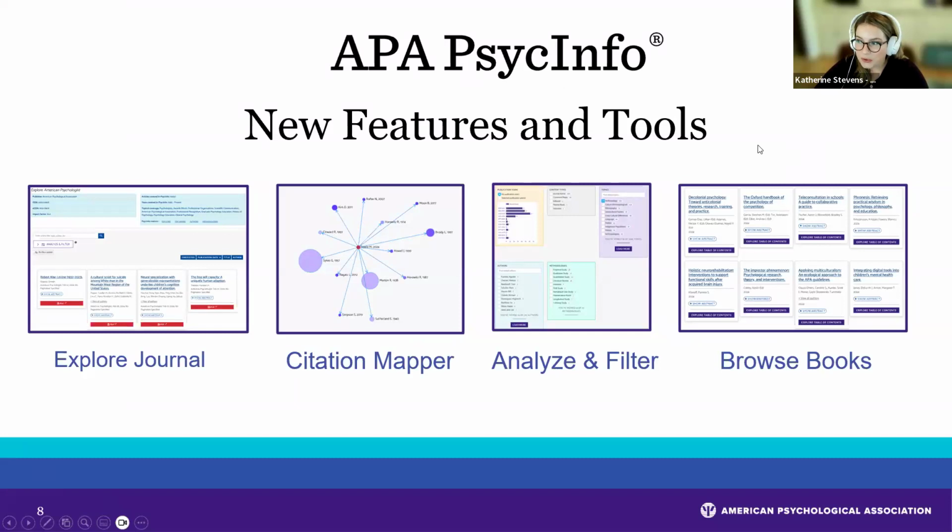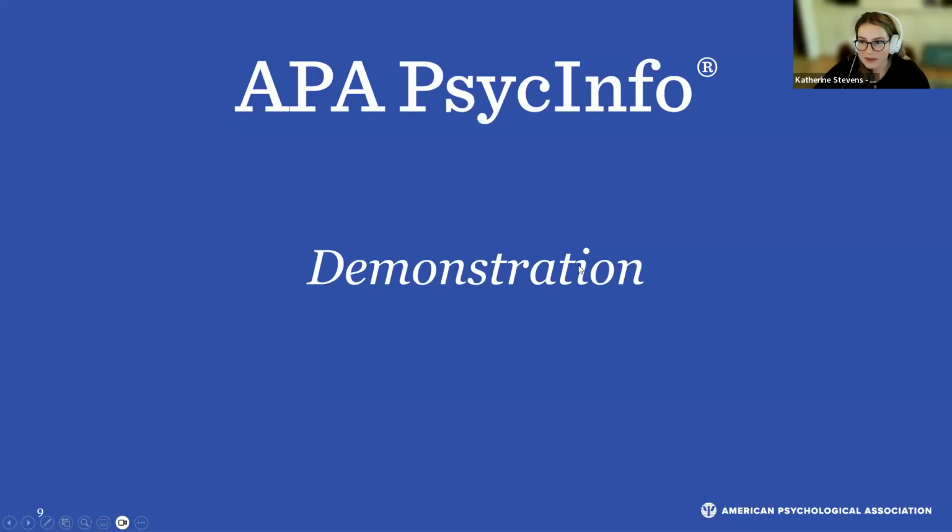So the new features and tools we'll be going over today, once again, we have Explore Journals, Citation Mapper, Analyze and Filter, and Browse Books. And these are all very impactful and interesting tools that I believe can support a lot of users in a lot of areas of research. And with that, I'm going to pass it over to my colleague Marta, who will be providing a demonstration of these tools.